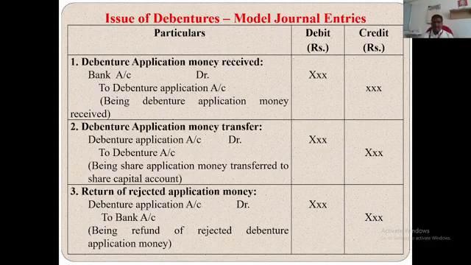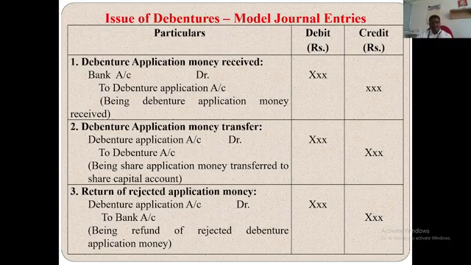In case of excess debentures refused to the applicant, journal entry: debenture application account debit to bank account.